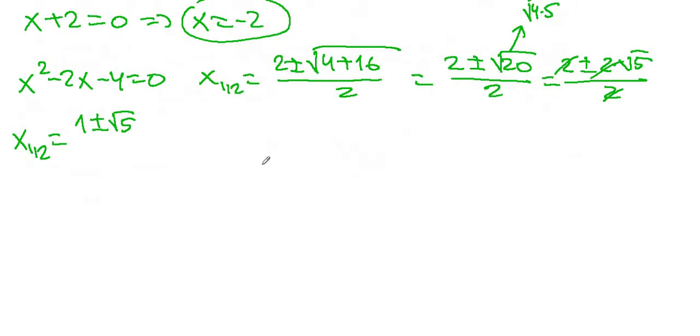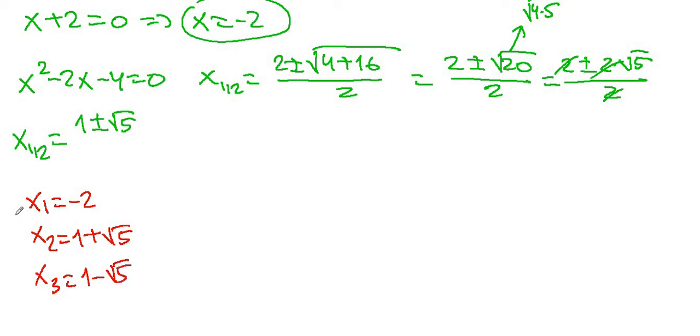So if we finalize, then our roots are x1 is equal to minus 2, x2 is equal to 1 plus square root of 5, and x3 is equal to 1 minus square root of 5. So these are our final solutions.